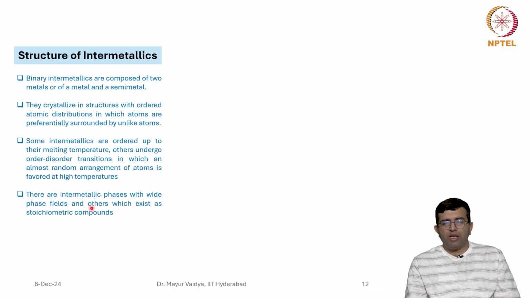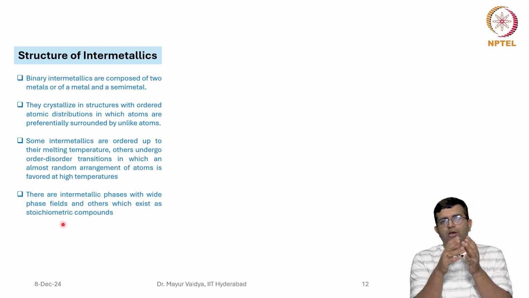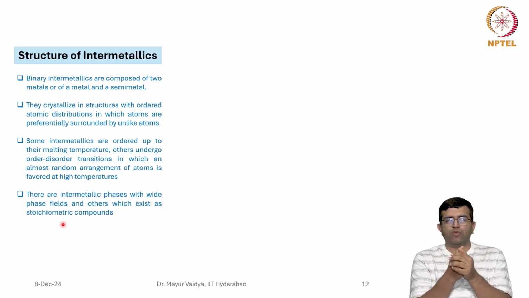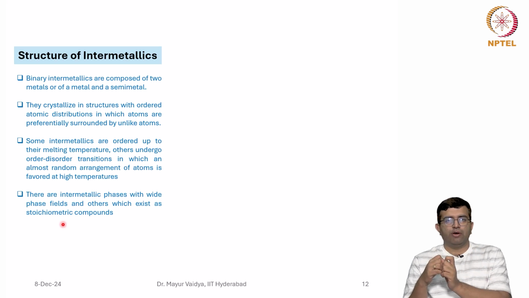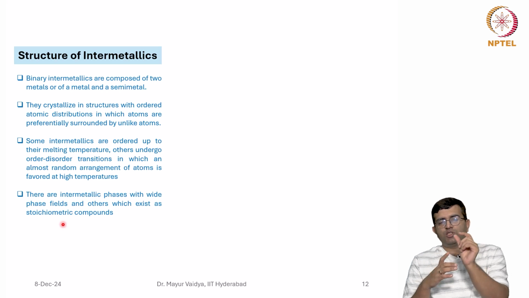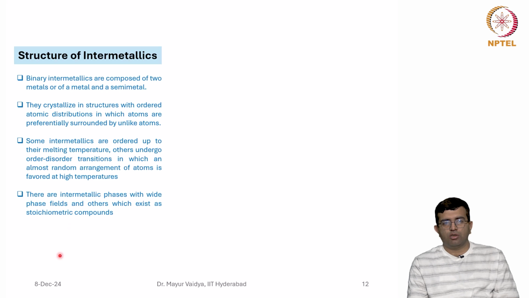And there are intermetallics which exist as a narrow intermediate phase. There are intermetallics which exist as a wider intermediate phase. That means they exist over a very small range of composition. Some intermetallics exist for a larger range of composition, and we'll see in the lectures on interdiffusion that this range of composition actually also modifies their diffusion behavior, or rather the composition profiles that are generated in such cases.